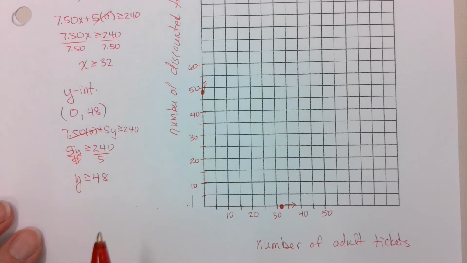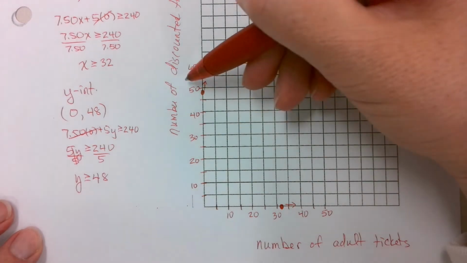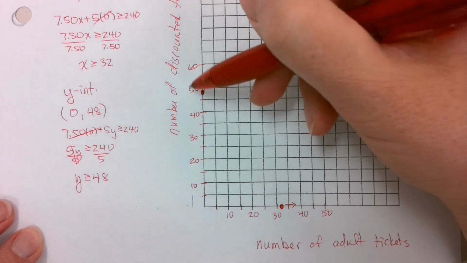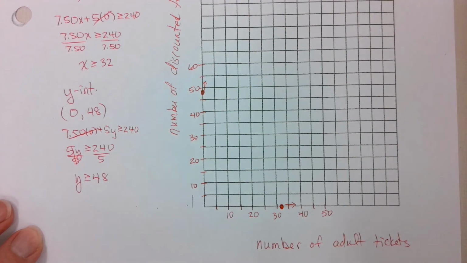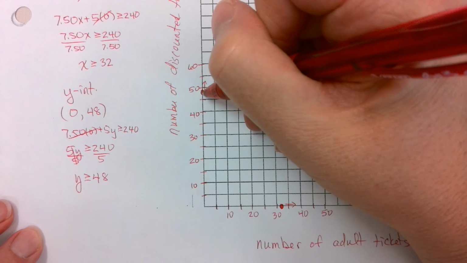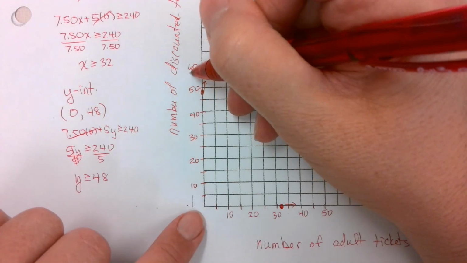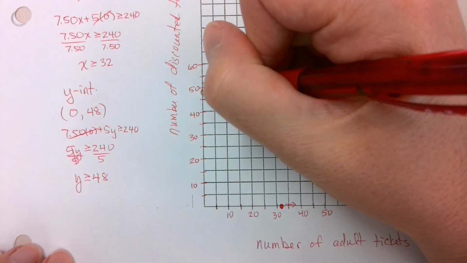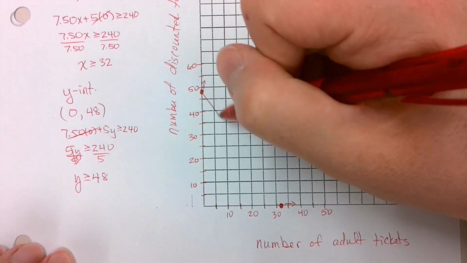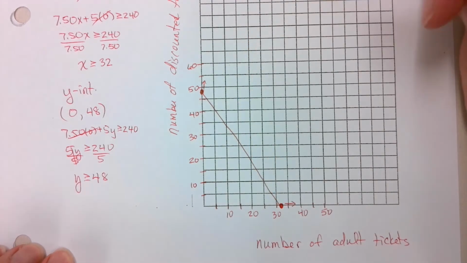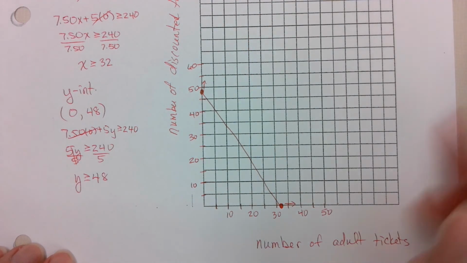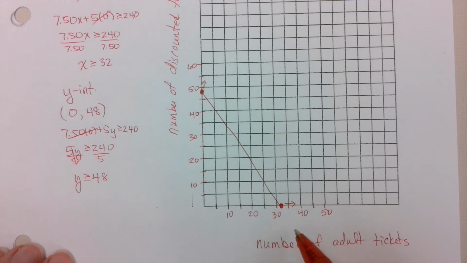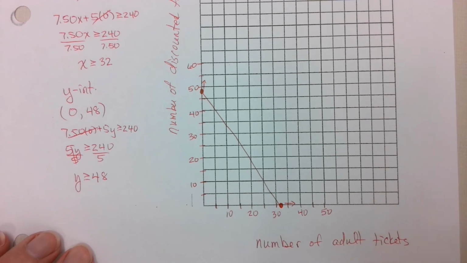Now, on a word problem, I have to think about the application here. So normally we would draw a line and it would have arrows going down and arrows going up. But this is a word problem. And if I draw past here and I go up to the left, I now have negative adult tickets being sold. So you actually want to start and stop at your x and y intercepts. So this is going to be a segment. It cannot continue down because then we'd have negative discounted tickets. So you have to think about the meaning of a word problem and not just a regular graph.